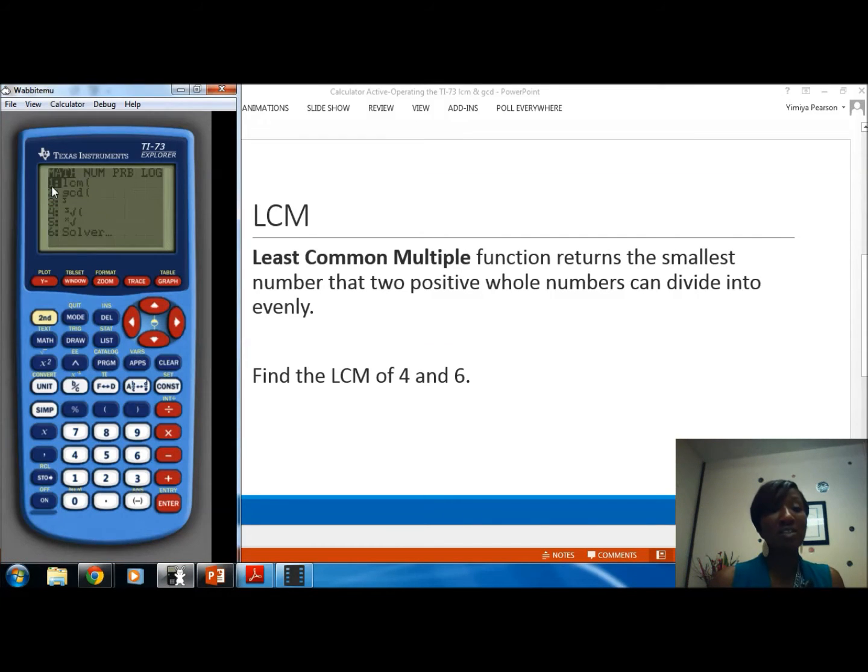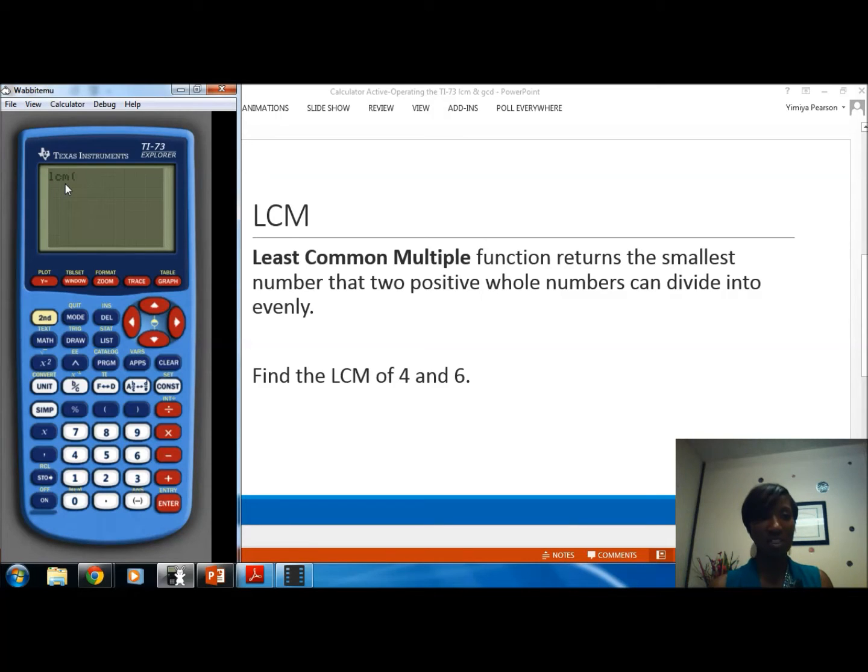Okay, so let's look at finding the LCM of 4 and 6. Again, I'm going to clear, go to my home screen and bring this function back up. So I'm pressing the math key. And directly under math, I see that number 1 is LCM for least common multiple. So I'm going to press enter since that's already highlighted. And I want to find the LCM of 4 and 6. On the screen, you can see the letters LCM with the parentheses.